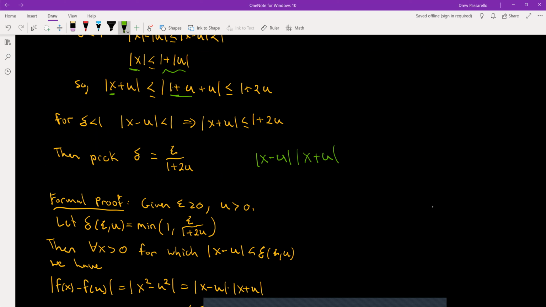And so we want this, so that's going to eventually be less than, so x minus u is going to be less than our delta, which is going to be epsilon over 1 plus 2u, times the absolute value of x plus u, and this is less than or equal to 1 plus 2u. So then we get this to be epsilon. All right, so that's the scratch work to find the necessary deltas.